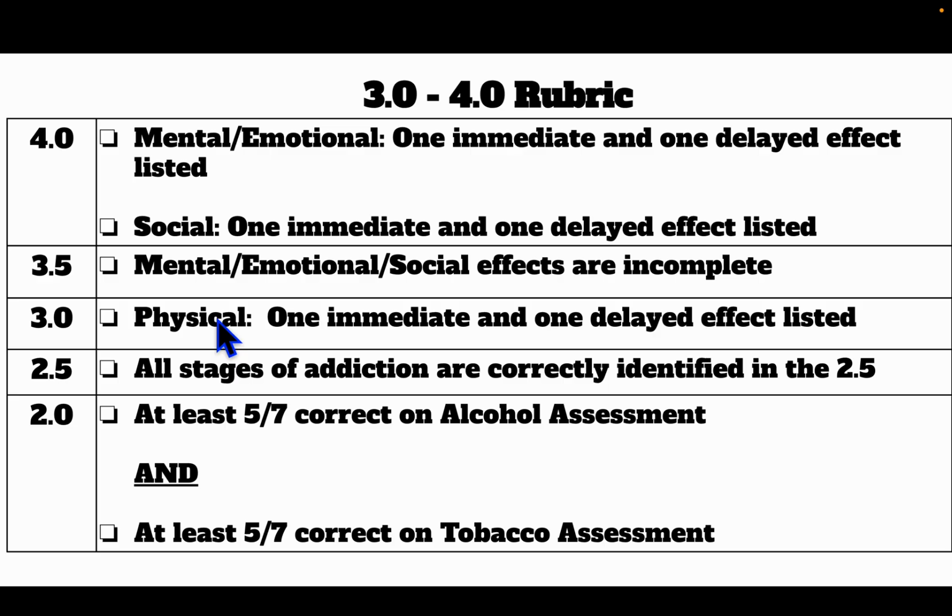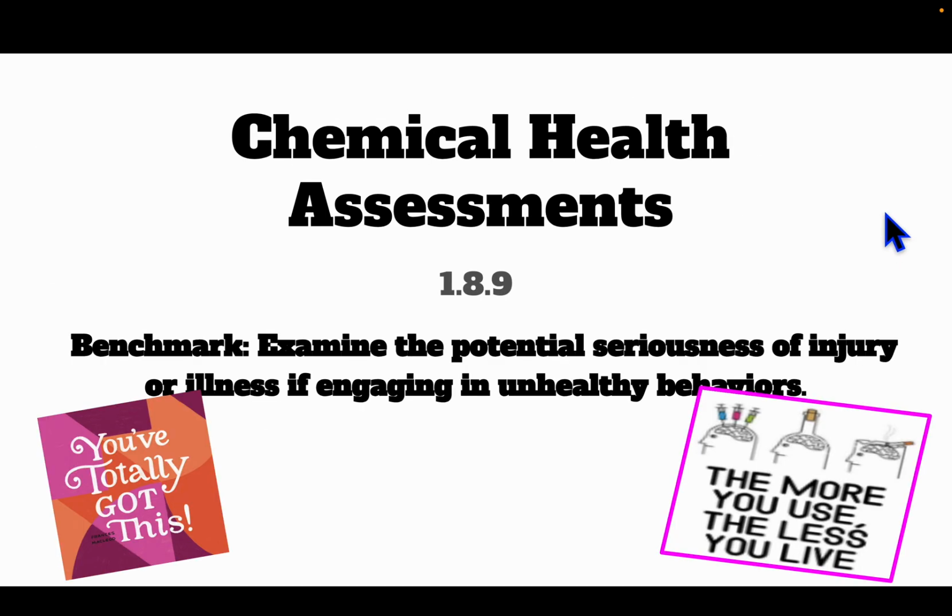For the 3.0, you need to have at least one immediate and one delayed effect listed. And then for the 4.0, you need to have your mental, emotional, and social immediate and delayed effects listed as well. So I'm going to just show you what it looks like.